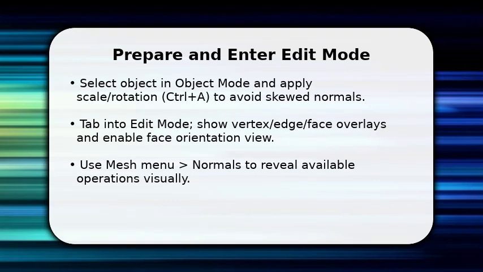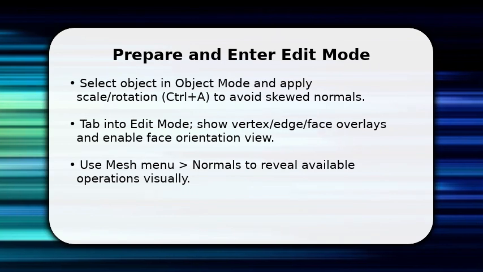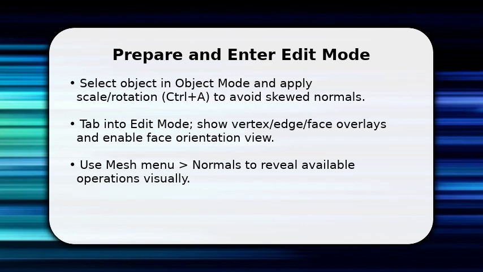You start by selecting the mesh and applying scale and rotation so normals behave predictably. Enter edit mode now and enable face orientation overlay to see flipped faces. Red indicates inward faces. Once done, inspect shading to decide whether per face or smooth normals are needed.